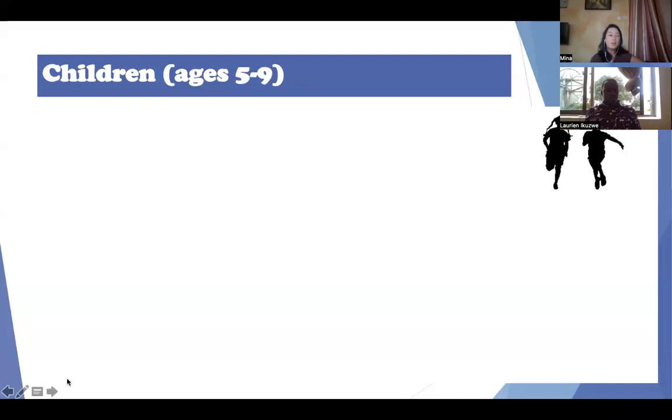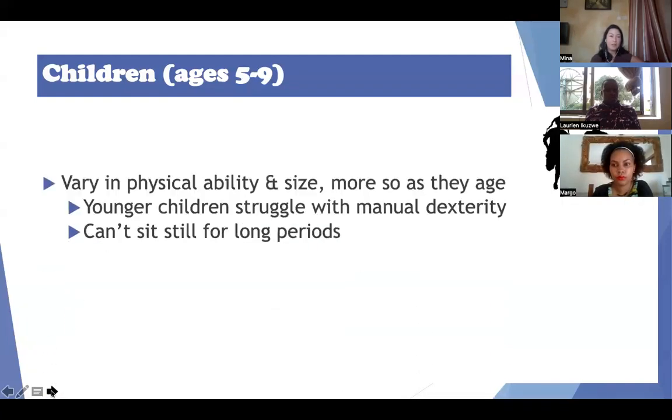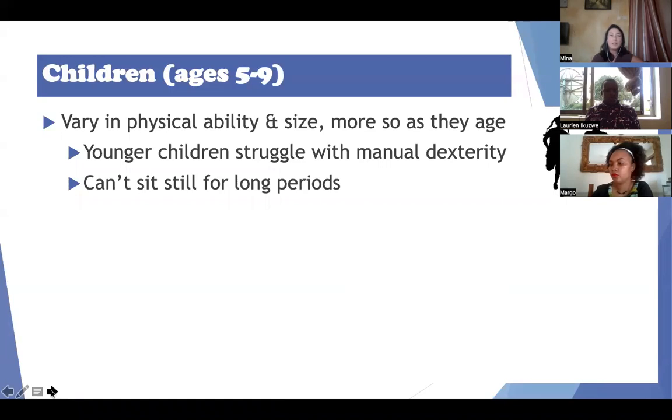Looking at children ages 5 to 9, in terms of physicality, they vary in their physical ability and size. On the younger side, they tend to be somewhat the same size. There tends to not be that much difference in their size. But as they grow, we start to see their sizes change and their physical abilities change as well.